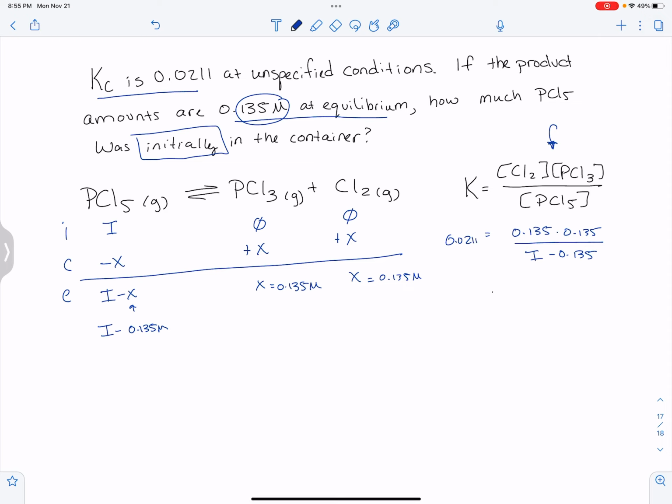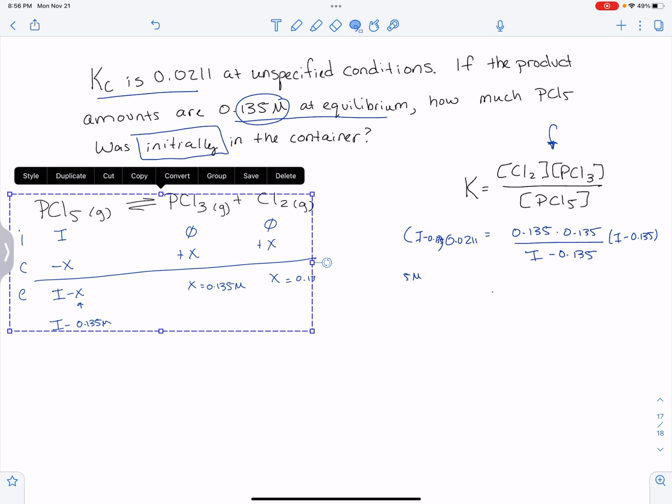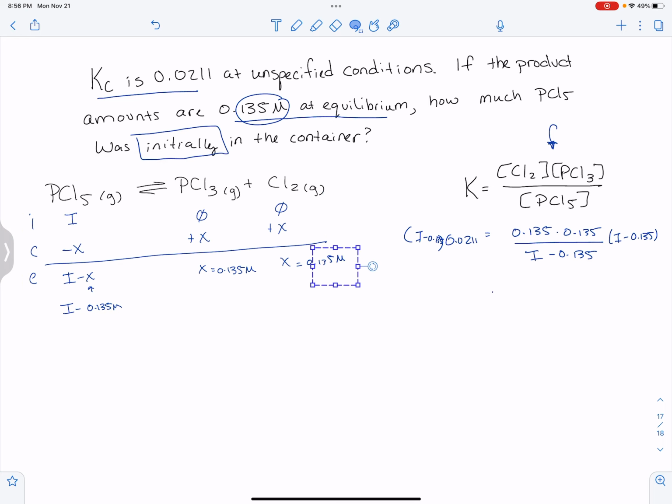My big deal is I can't have I in the denominator, so I'm going to multiply both sides by that value. And actually, while I'm doing this, I'm going to get my ICE chart just a little bit out of the way over here, and a little smaller too. All right, so now I can write that a little bit more neatly.